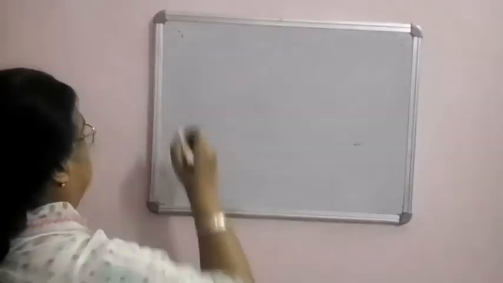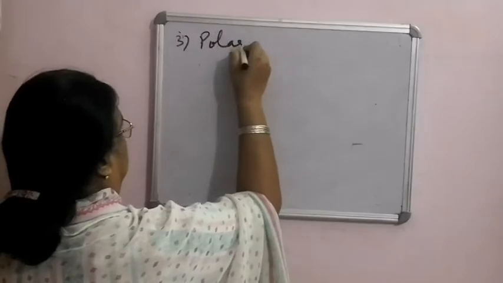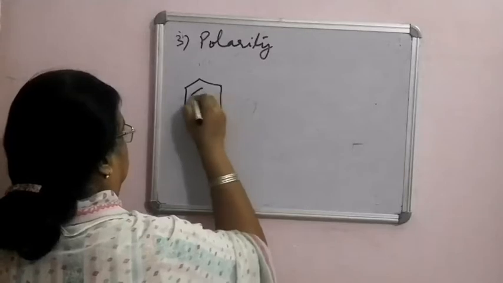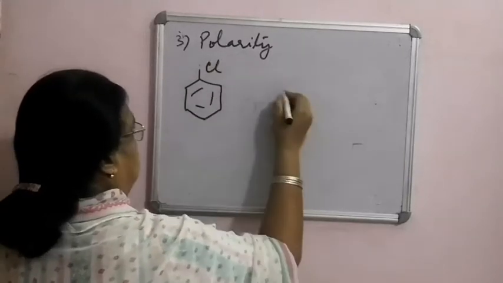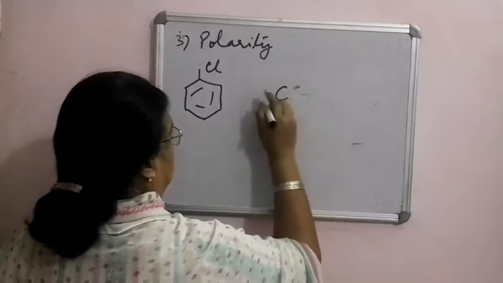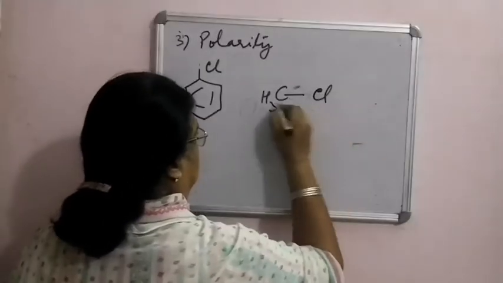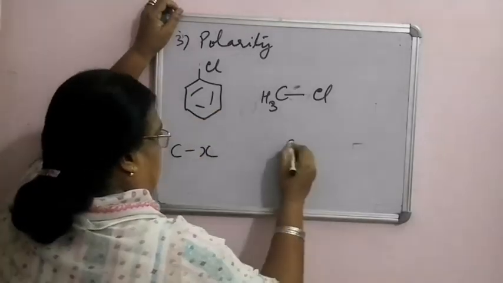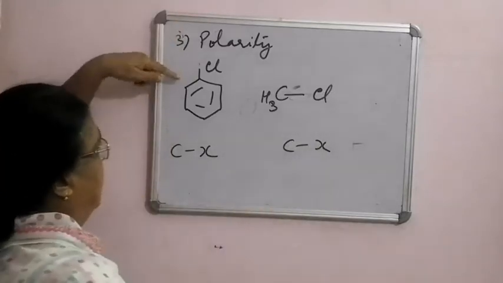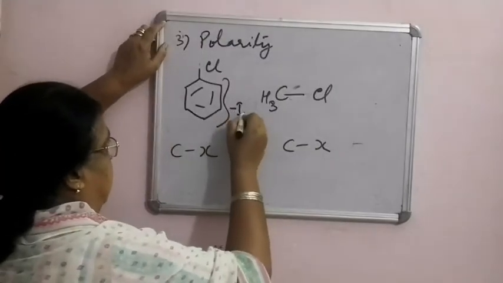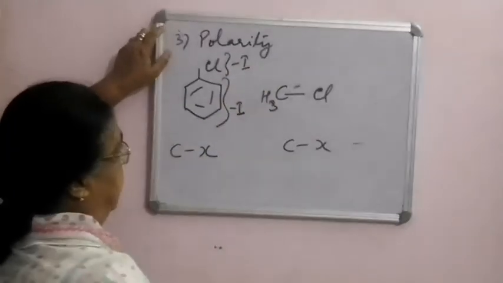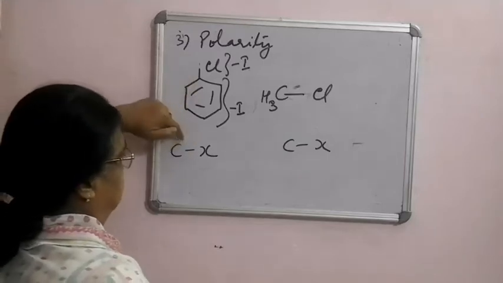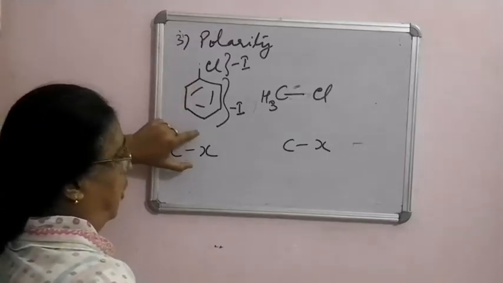Now the third point is polarity. This is chlorobenzene, and this is methyl chloride. In this case, the carbon-halogen bond, and in this also we'll compare. Here this group has a minus I effect and this group also has a minus I effect. So this is pulling this side, and that is pulling that side. So the carbon-halogen bond is not so much polar.